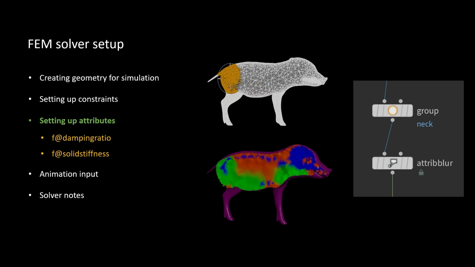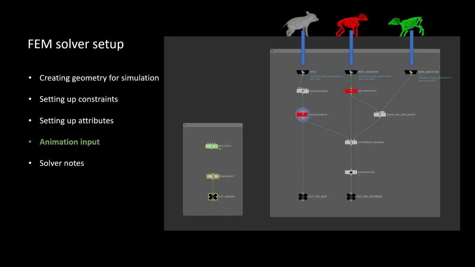But at the bottom, you can see you get these coarse areas, transitions between the point attribute values. So we used the attribute blur node to get a nice smooth transition in those areas. So now we have our FEM object set up with constraints and attributes, and it's time to plug in our animation. We use the point deform node for this.